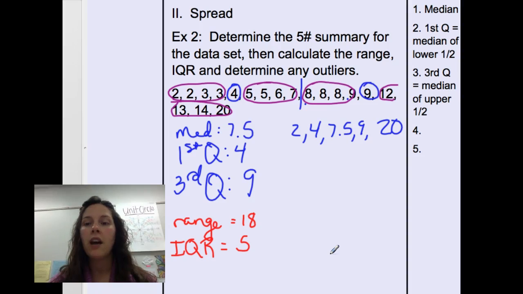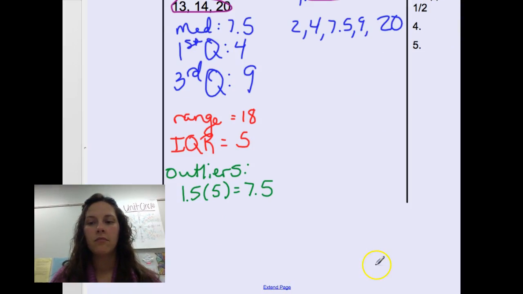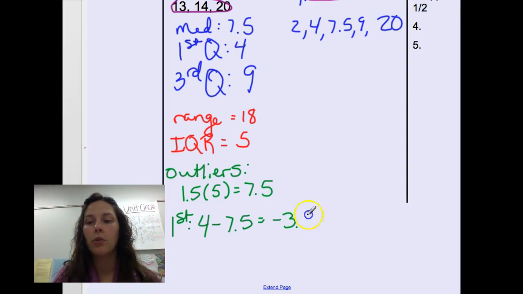So to determine if we have any outliers, we're going to use the formula 1.5 times the IQR. So that's how we start. Once we have that value, what we do with it is we take the lower quartile, or the first quartile, and subtract that value from it. So 4 minus 7.5 gives us negative 3.5. If we had any low outliers, they would be less than negative 3.5, not equal to, simply less than. Of course, we don't have any negative data values, so we have no low outliers.